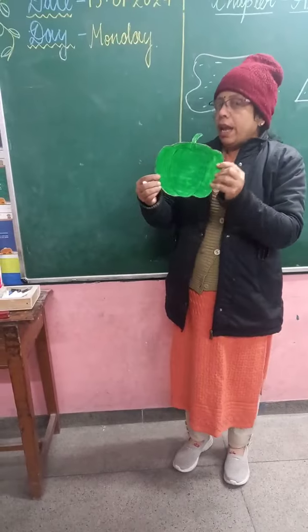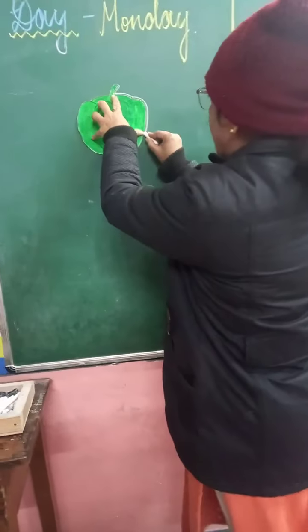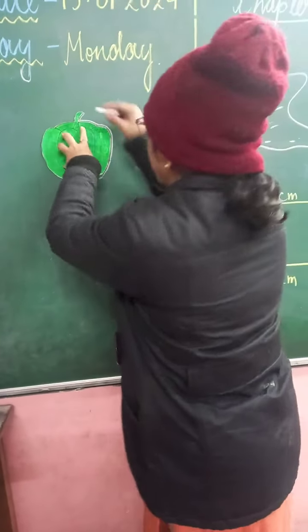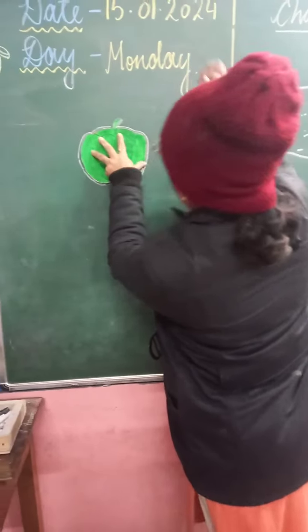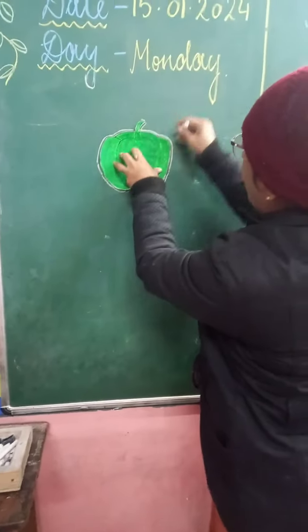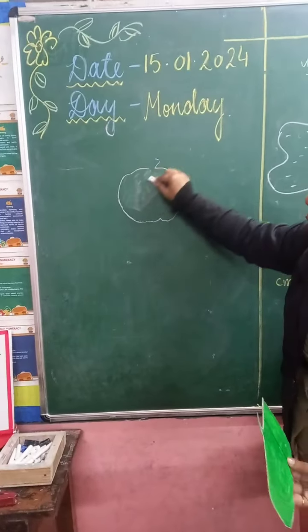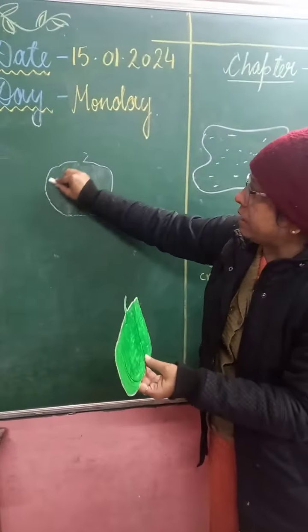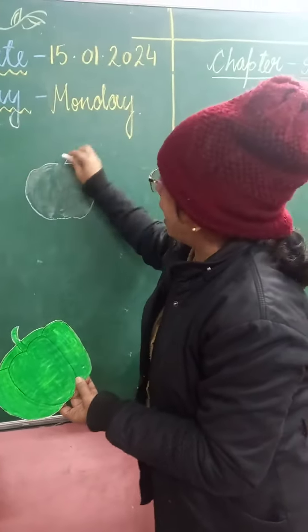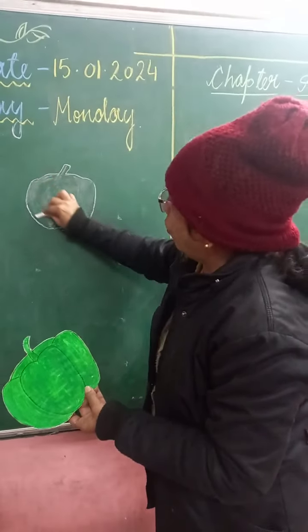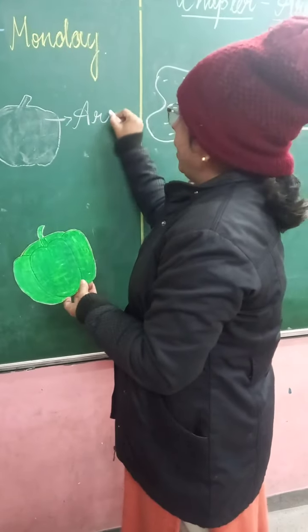Capsicum. Now, if I keep the capsicum here and if I draw its boundary like this, this is the boundary I have drawn on the board, and if I remove it, as you can see now, this is the amount of space that this figure has enclosed. So what is this space known as? This space which this figure has enclosed. This space is called area.